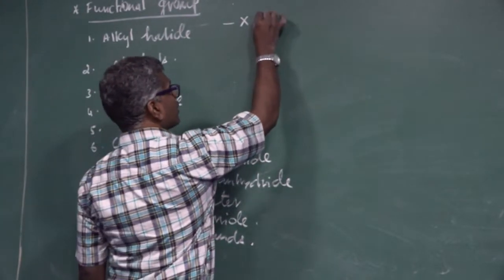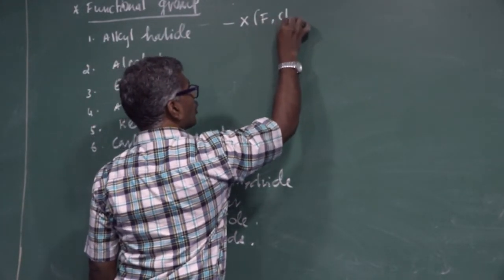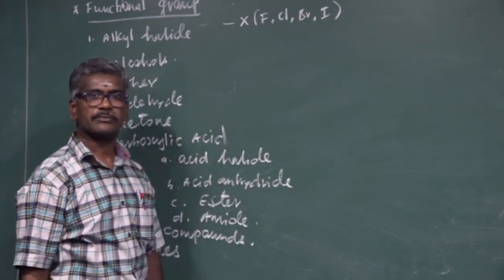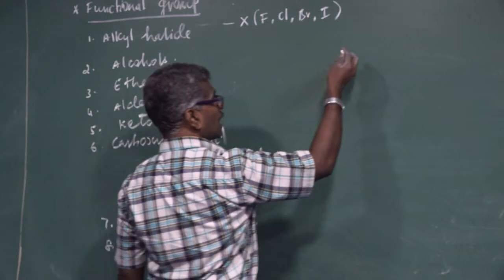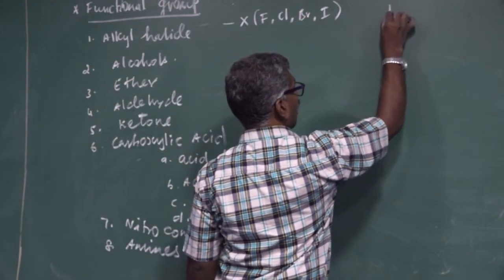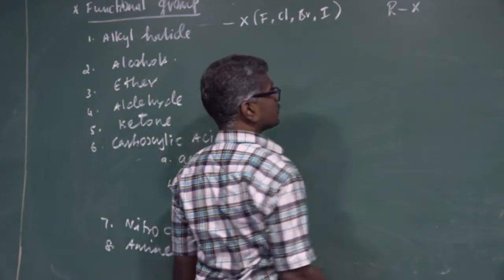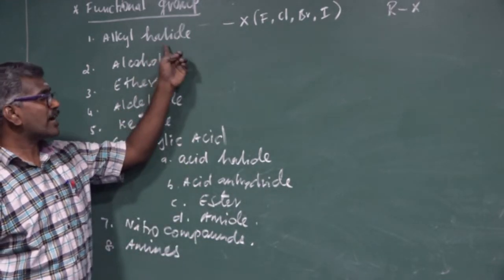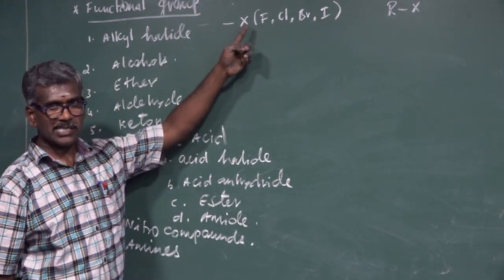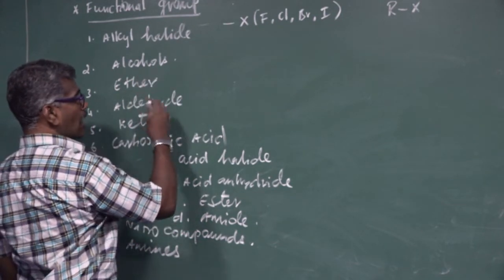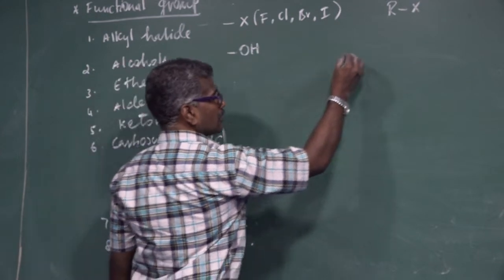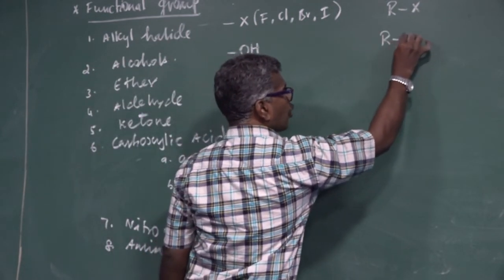What are the halogens? Fluorine, chlorine, bromine, iodine. What is the general formula? The general formula for alkyl halide is RX. Functional group X. Another one is alcohol. Alcohol functional group is OH. General formula ROH.